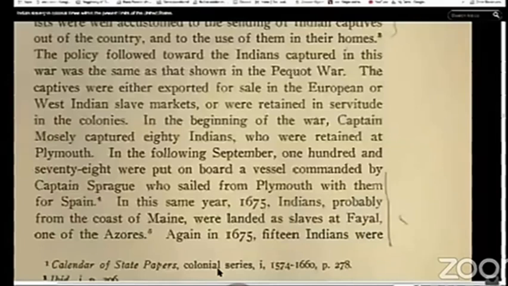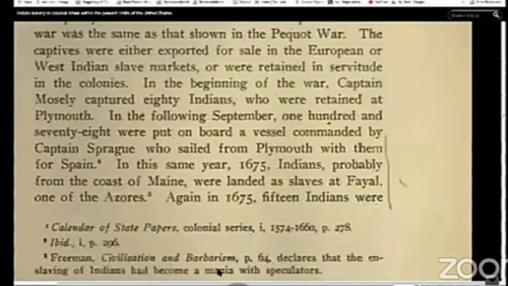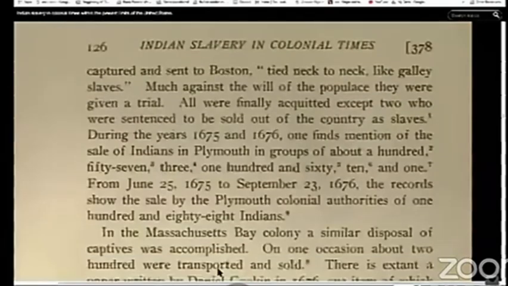Again, in 1675, 15 Indians were captured and sent to Boston, tied neck to neck like galley slaves.